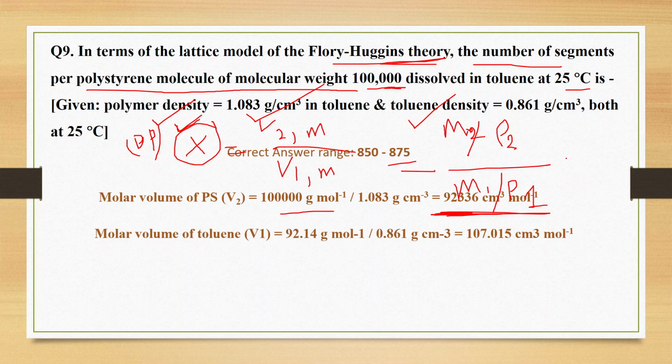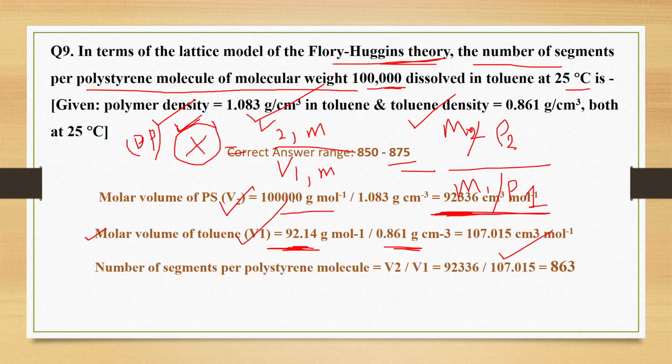In the next step, you have to calculate the molar volume of toluene, right? You can calculate the molecular weight of toluene as well. Everybody knows the structure of toluene. So this is 92.14, and this is your density, which is also given in your question. Just divide those two, and you get your molar volume for toluene. Once you get both V2 and V1, you just need to take the ratio of them, and you will end up with a value between 850 and 875.